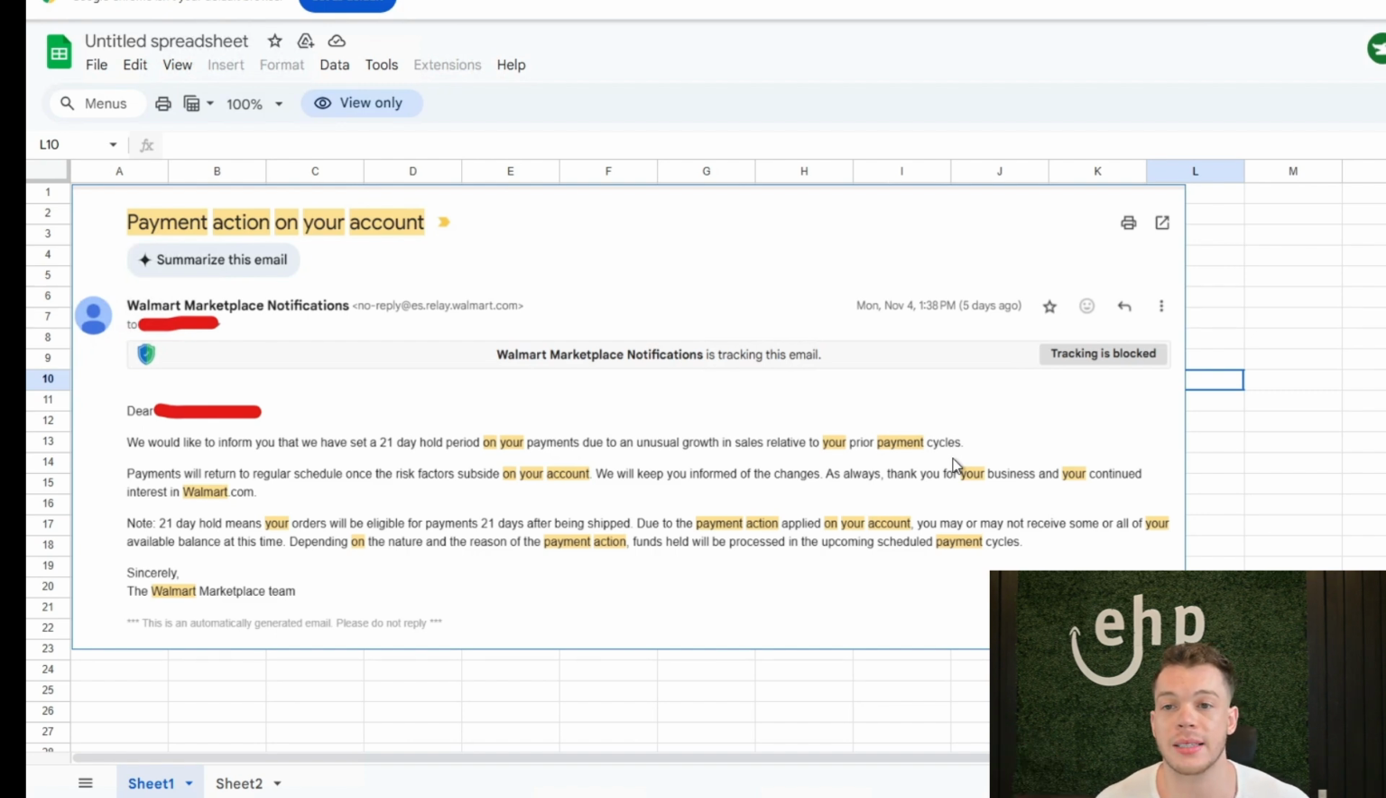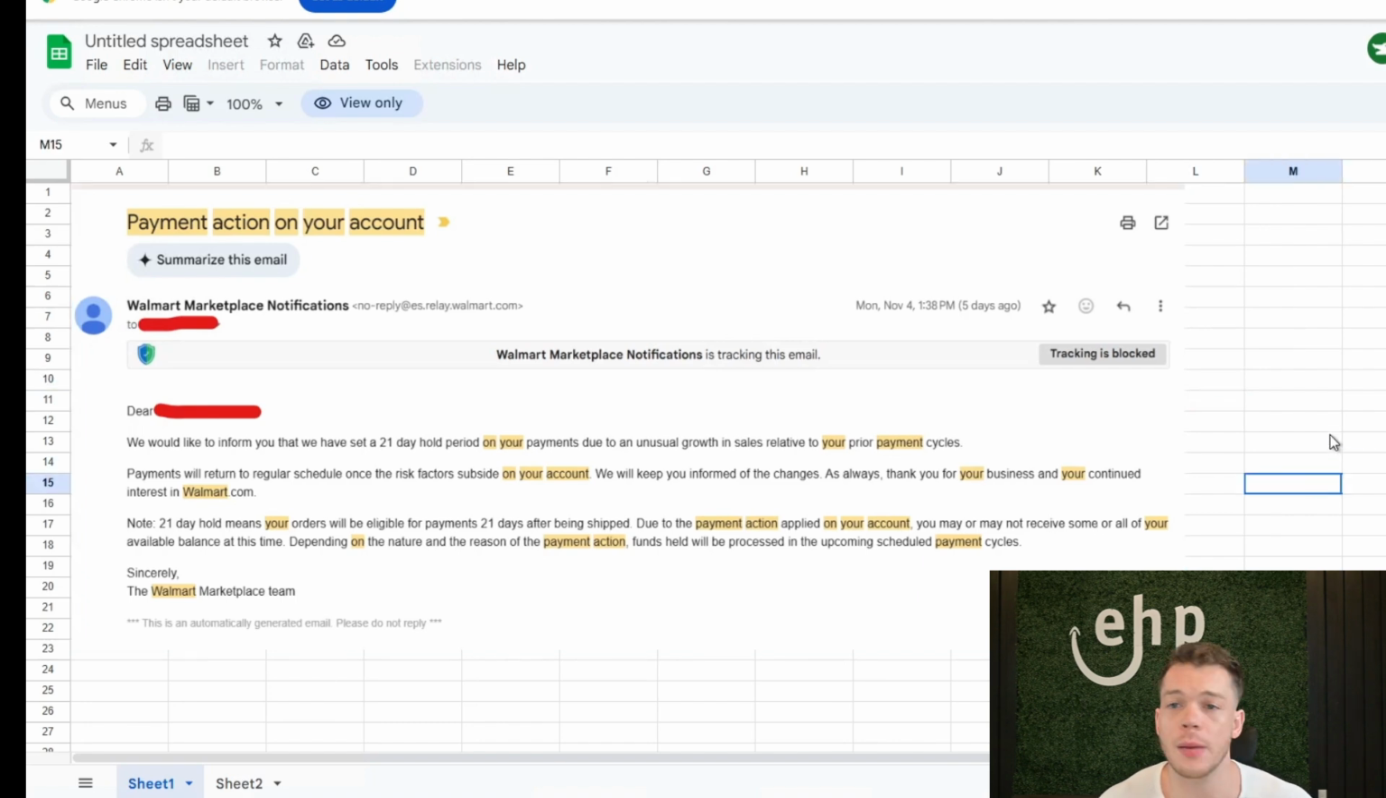This is an automated system. It's not like Amazon where somebody's coming in and checking your account with a magnifying glass. You're still good, you're good to go. So just breathe. Keep selling.